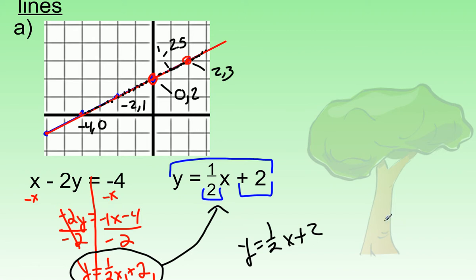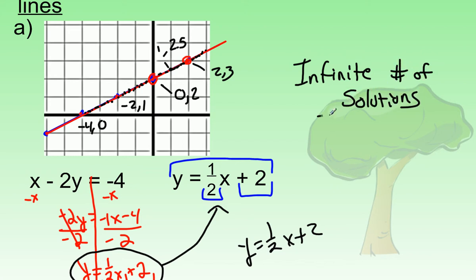So if I plug in an ugly number and it works for one equation, it would have to work for the other. So the answer is every number is a solution. Or, not every number, actually. There's an infinite number of solutions. The reason I can't say every number is a solution is that this point is not a solution. It has to be a point on the line. So every number is not a solution, but there is an infinite number of solutions.